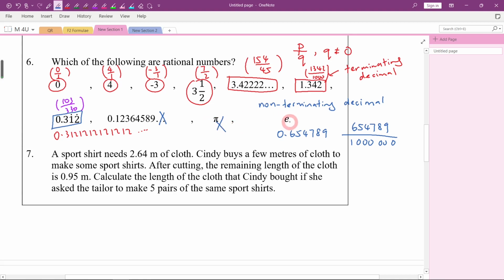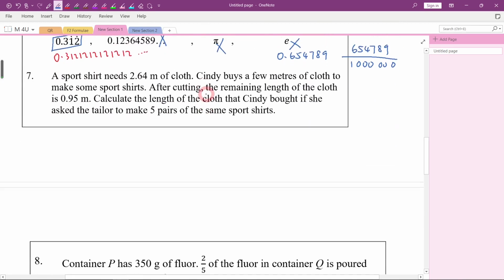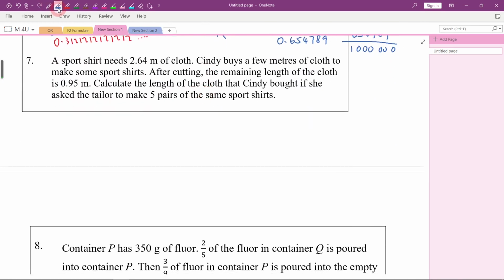Okay, e, the same thing. This is Euler's number. This is not a rational number either. You can just go to Google and search for it. You see it goes infinitely, no endpoint, non-terminating decimal, and you don't see any part keep on repeating. Okay, so hopefully after this question you know how to differentiate what is a rational number and what's not a rational number. Okay, now let's look at question number 7.